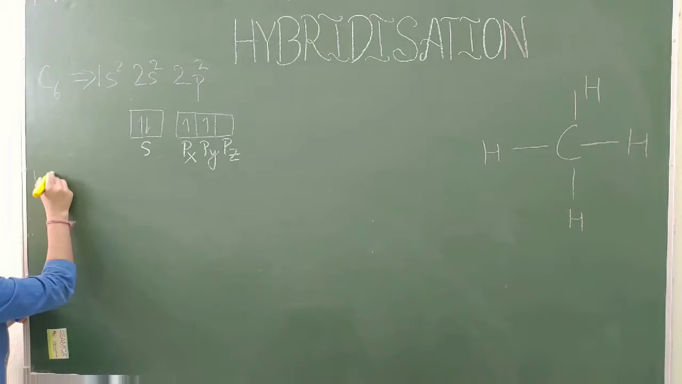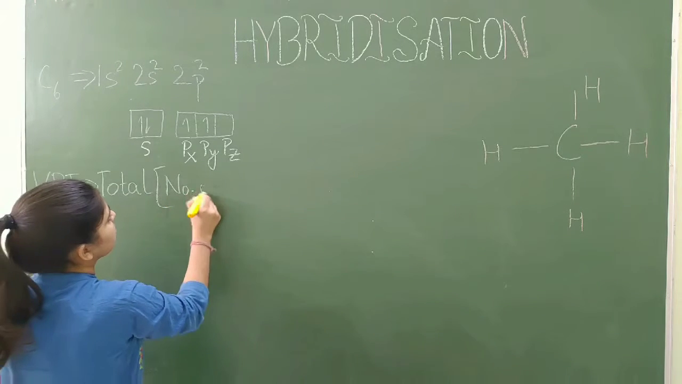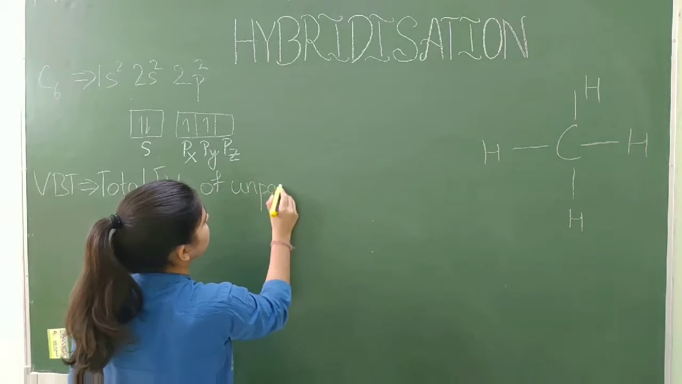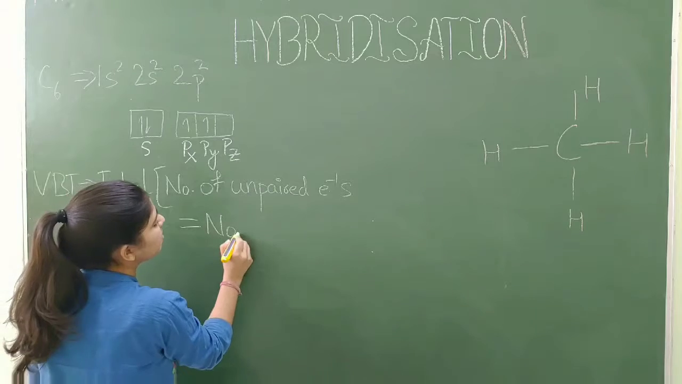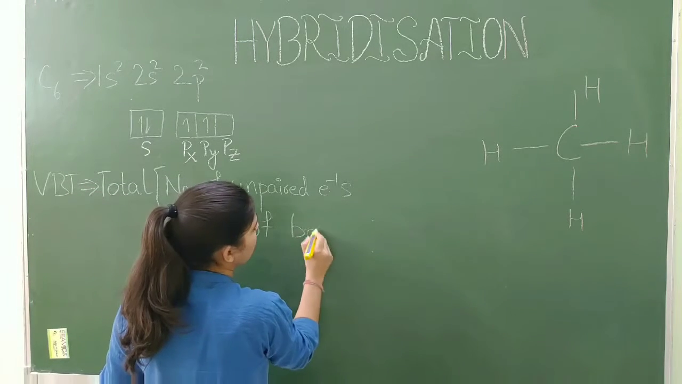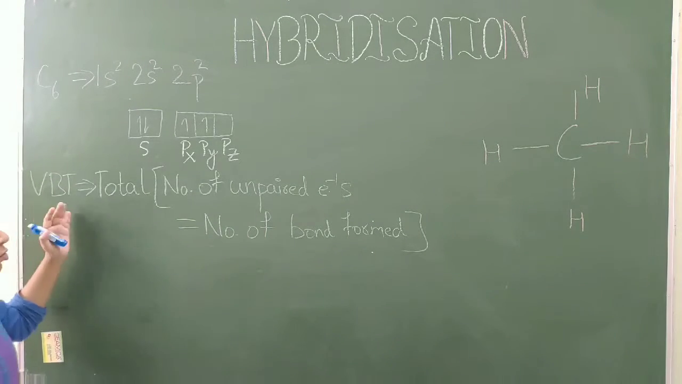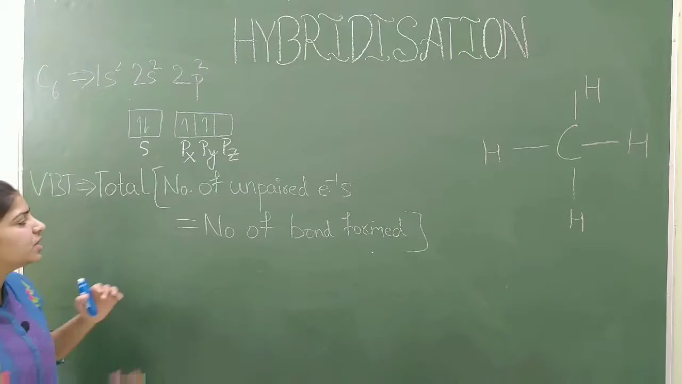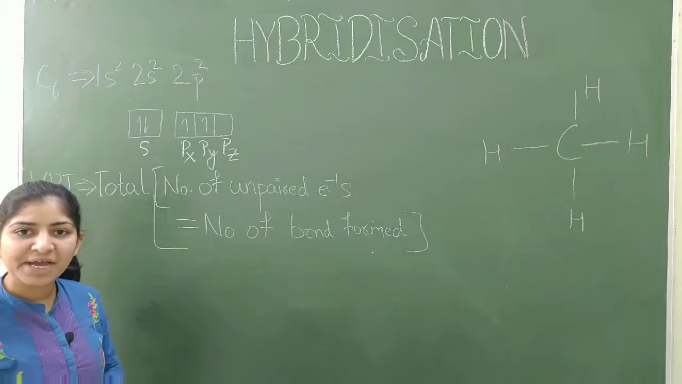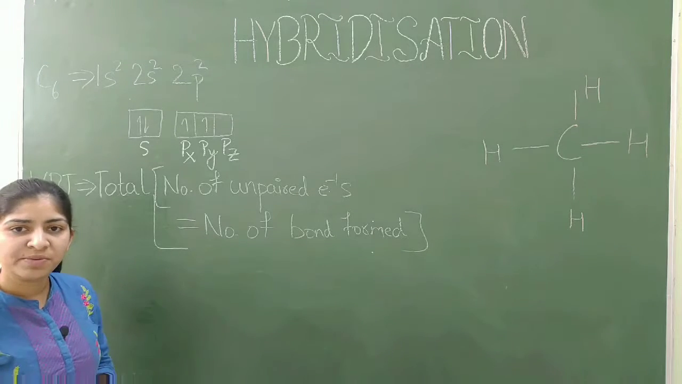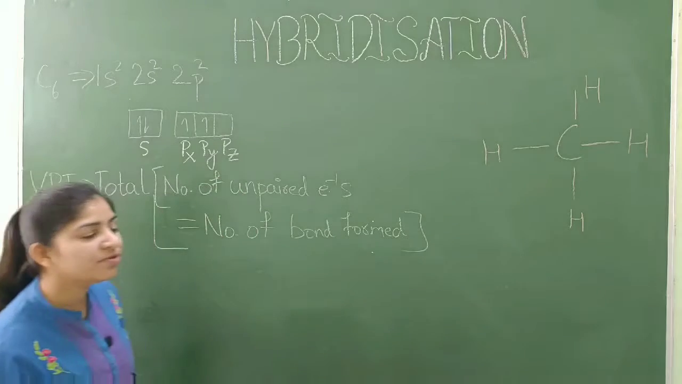Now according to valence bond theory, the total number of unpaired electrons will be equal to the total number of bonds formed. Which means the total number of bonds formed by carbon is only 2 because it has 2 unpaired electrons, but actually carbon can form 4 bonds, as we can see in CH4, where it is forming 4 bonds.